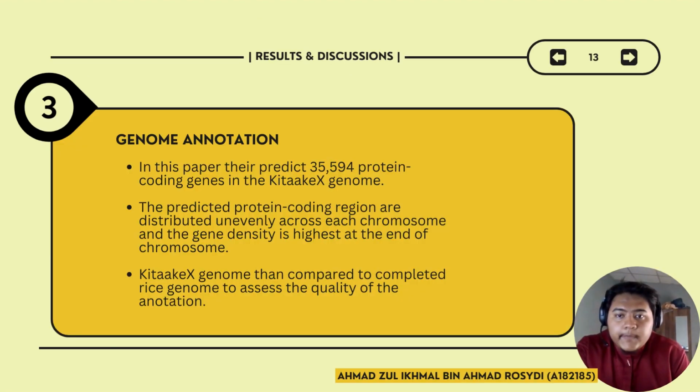Now we go to genome annotation. In this paper, they predicted 35,594 protein coding genes in the KITAAKEX genome. The predicted protein coding regions are distributed unevenly across each chromosome, and the gene density is highest at the ends of the chromosomes. The KITAAKEX genome was then compared to complete rice genomes to assess the quality of the annotation.